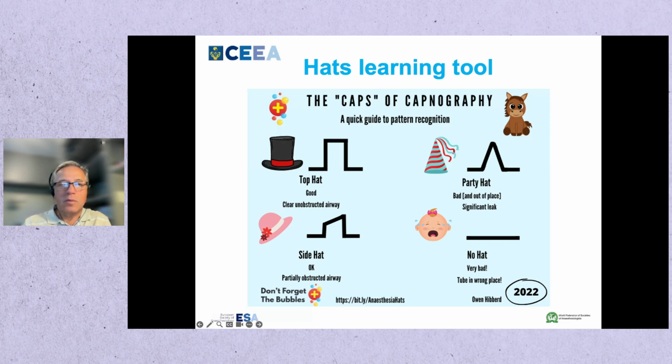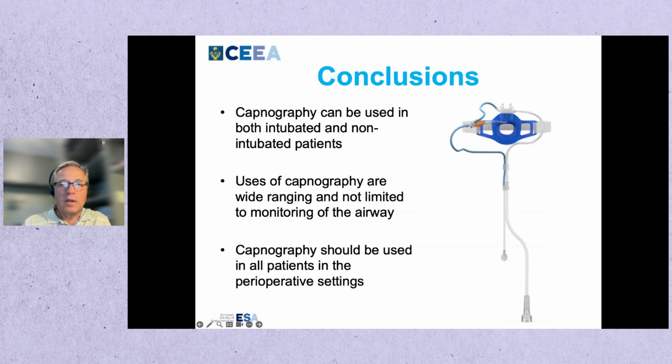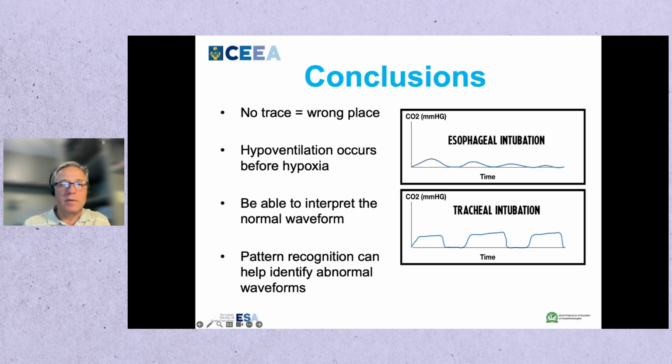We're coming to the end, and I would like to draw some conclusions for you. Capnography can be used in both intubated and non-intubated patients. Uses of capnography are wide-ranging and not limited to monitoring of the airway, like we spoke about. Capnography should be used in all patients in the perioperative setting. And you can see here, this is a device that can deliver oxygen through a mouthpiece and also take CO2 sampling during, for example, upper GI endoscopy. Very, very useful device.